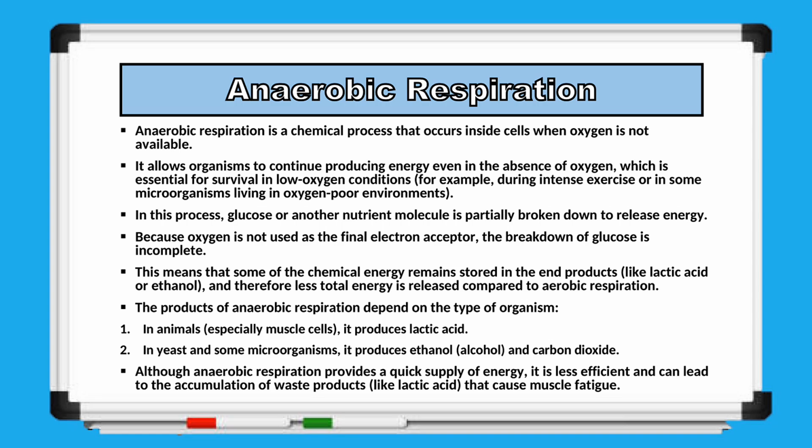The type of byproduct depends on the organism. In animals, especially in muscle cells, it produces lactic acid. In yeast and some microorganisms, it produces ethanol and carbon dioxide. Anaerobic respiration is great because it gives energy quickly, but it's not very efficient. Plus, the waste products, like lactic acid in muscles, can build up and cause fatigue.